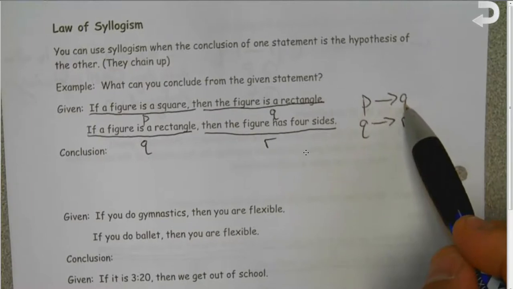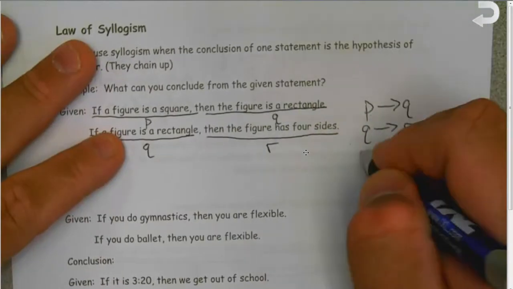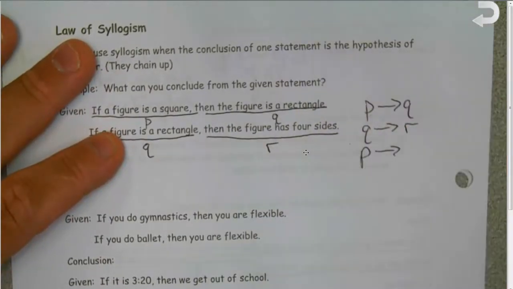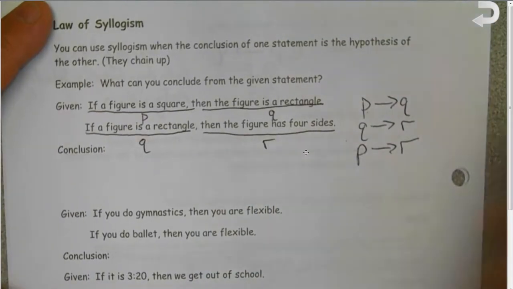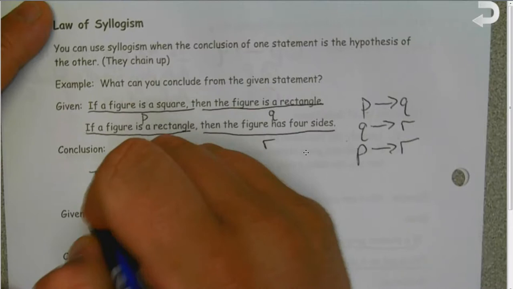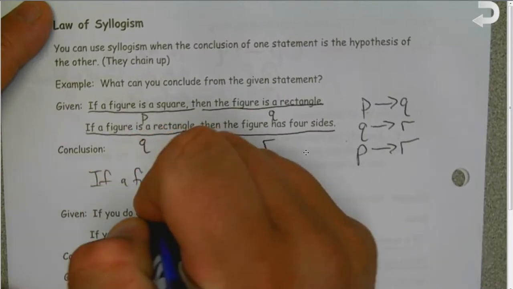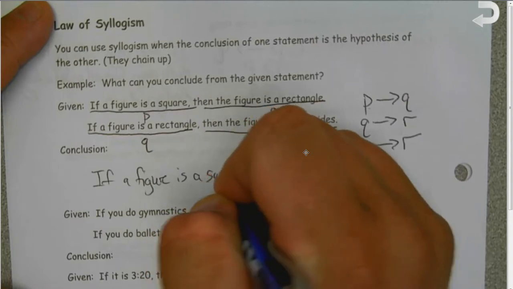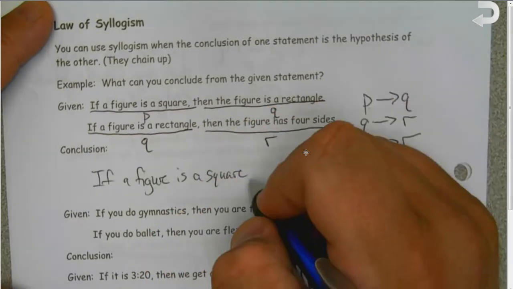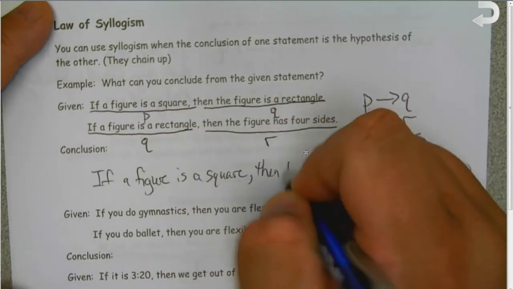If P is equal to Q and Q is equal to R, what's P equal to? P is equal to R. So the conclusion that we can make is, if a figure is a square, then the figure has 4 sides.